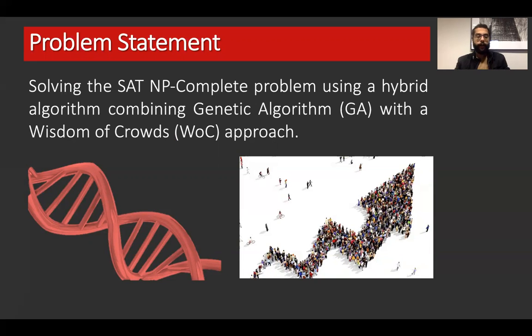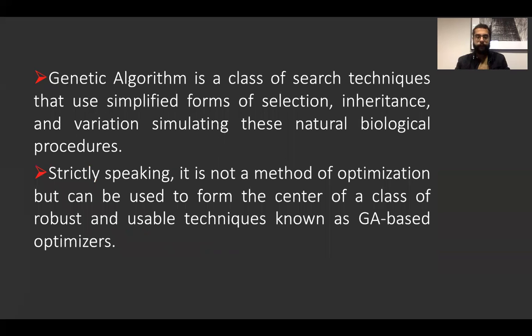My main work here is to solve the SAT NP-complete problem using a hybrid algorithm combining genetic algorithms with wisdom of artificial crowds. Genetic algorithm is a class of search techniques that use simplified forms of selection, inheritance, and variations. Strictly speaking, we can say that genetic algorithm is not a method of optimization, but it can be used to form the center of a class of robust and usable techniques known as genetic algorithm-based optimizers.